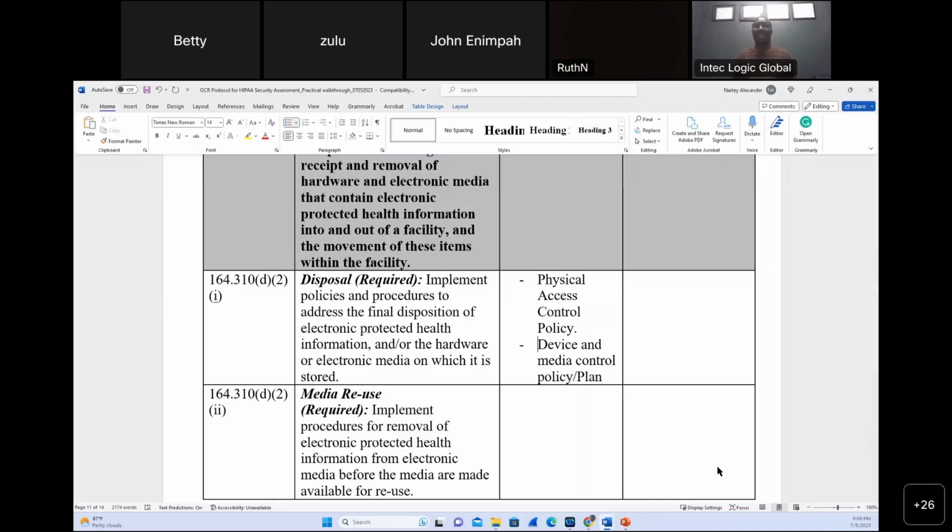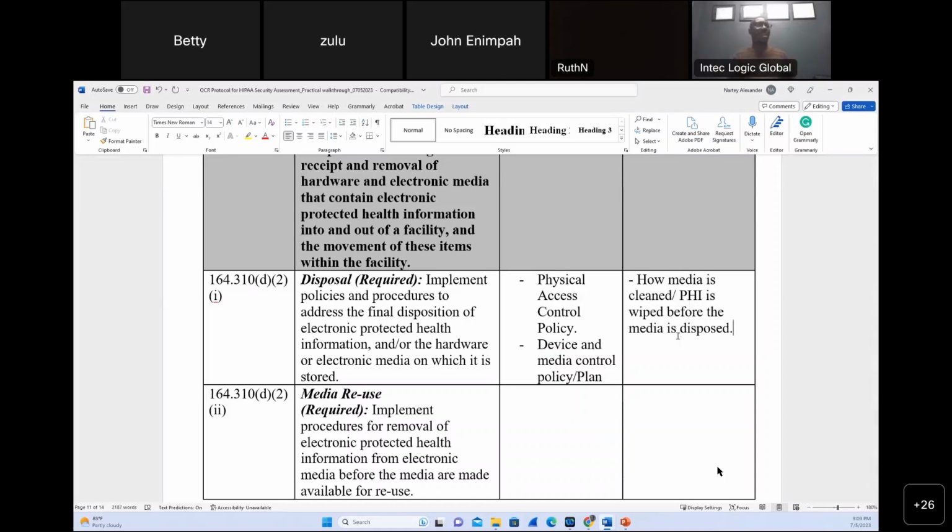It can be within that, depending on the organization, how they choose to name their document, right? So here, what do you want to see here? How PHI is cleaned, right? How do they clean PHI on a device, right? Or on a media.